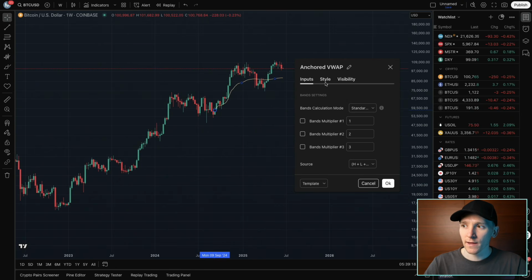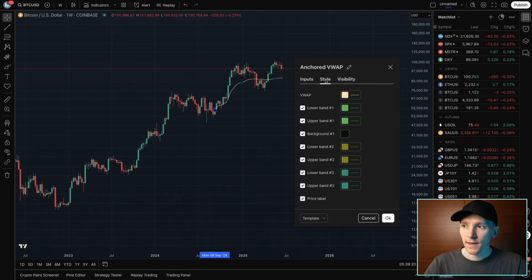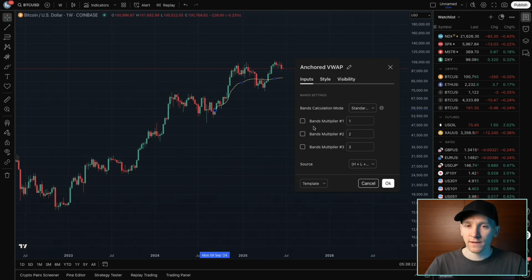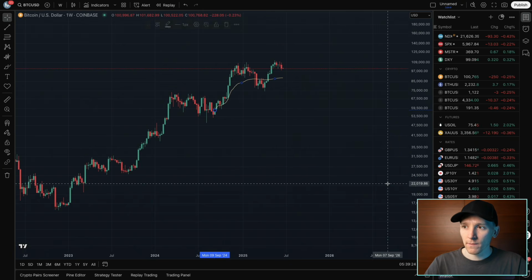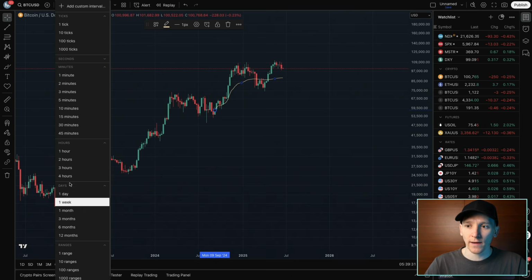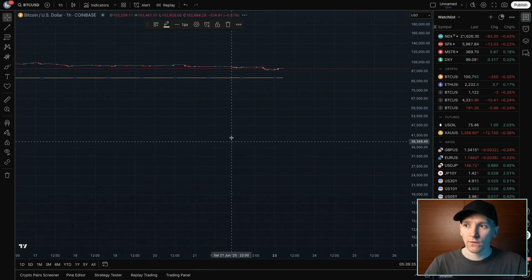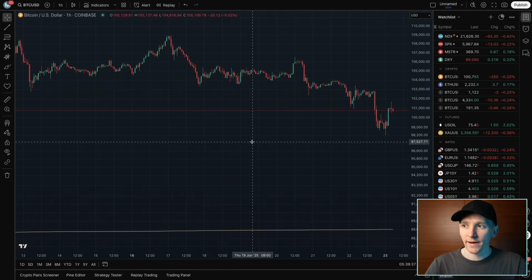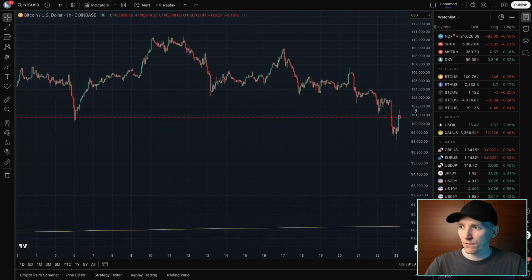You can change the style around. As you can see with anchored VWAP, it automatically goes to the time frame of the chart. What I mean by that is, if you can see, I'm on the weekly chart right here. So each one of these candlesticks is 1 week in length. If I change it to a day or a 4 hour or a 1 hour, then the anchored VWAP will also change to take that data into account and change along with those different time frames, right?